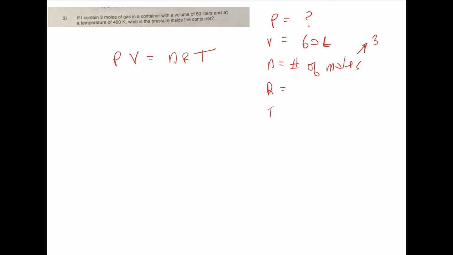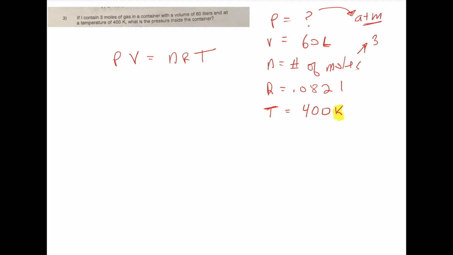Do we know our T? Our T has to be in which unit? It has to be in Kelvin. And what's R? Right, R is 0.0821. And there are different R values, but if you choose to use this R value, pressure absolutely has to be in what unit? Right, atmospheres.